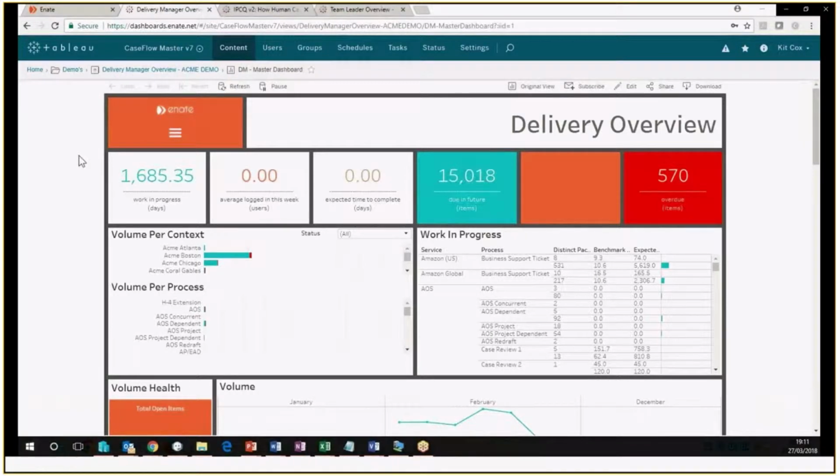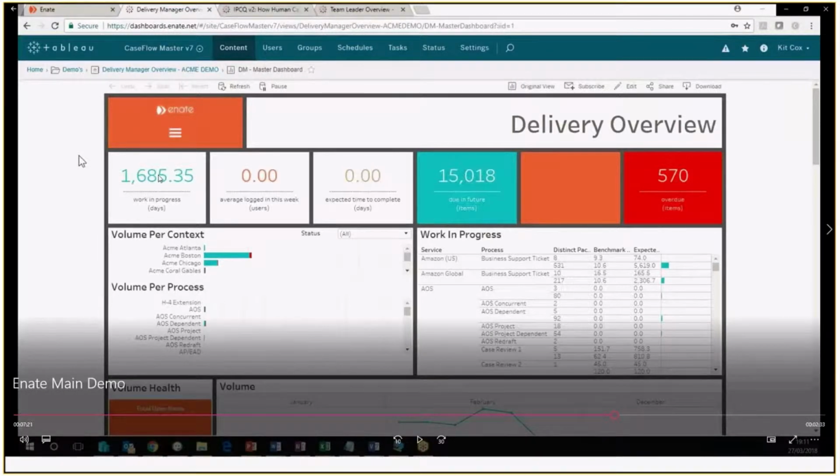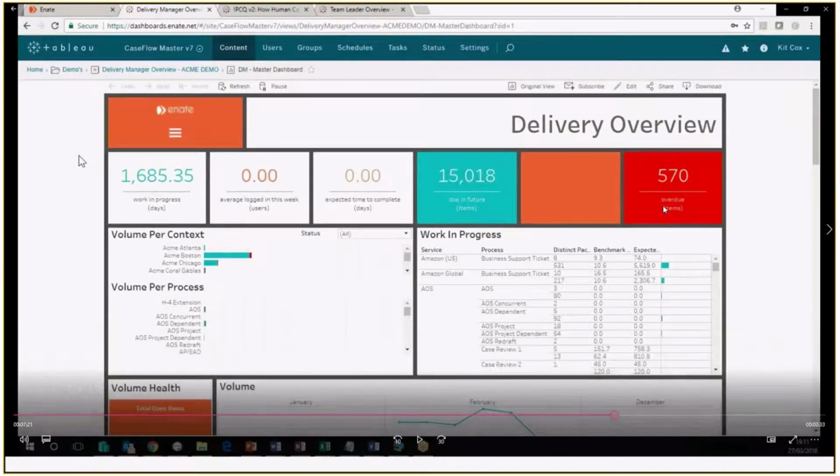I'm going to show you MI from three perspectives. The first one is a delivery overview. So that's a view across the business, how things are working at this point in time. So if you look at this, for example, this is saying 1,685 days worth of work is currently being done, out of which 570 are currently overdue, and this might be across both the human and the digital workforce.